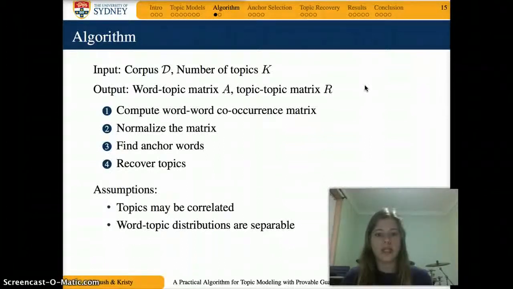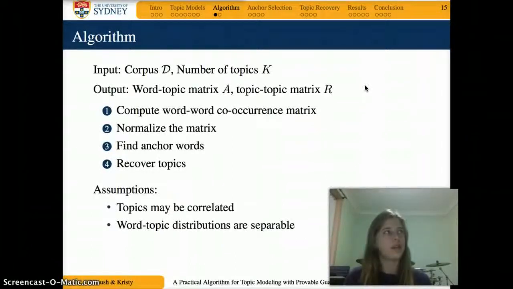So it doesn't assume that the topics aren't correlated at all. There are other algorithms that assume that the topics aren't correlated, and the authors of this paper actually looked into it and found out, well, topics are pretty correlated a lot of the time, so we can't assume that the topics aren't correlated at all.